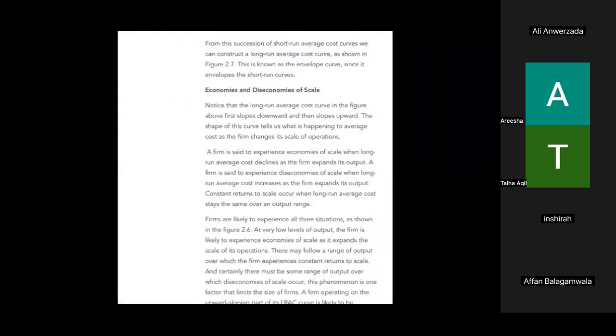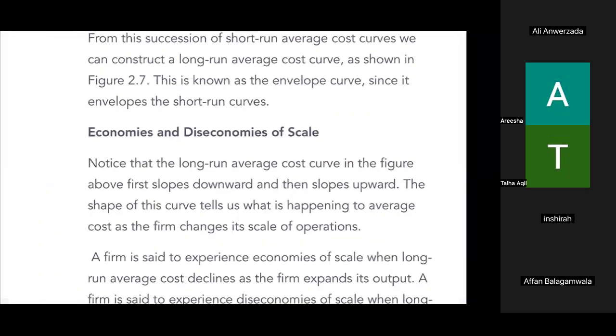Okay, now guys, that's why sometimes we call the LRAC curve an envelope curve, since it envelopes many short run curves. Okay, short run curves make up your long run curve as well. Are we good to move on? Does that make sense? इंशरा समझ आया बच्चा?